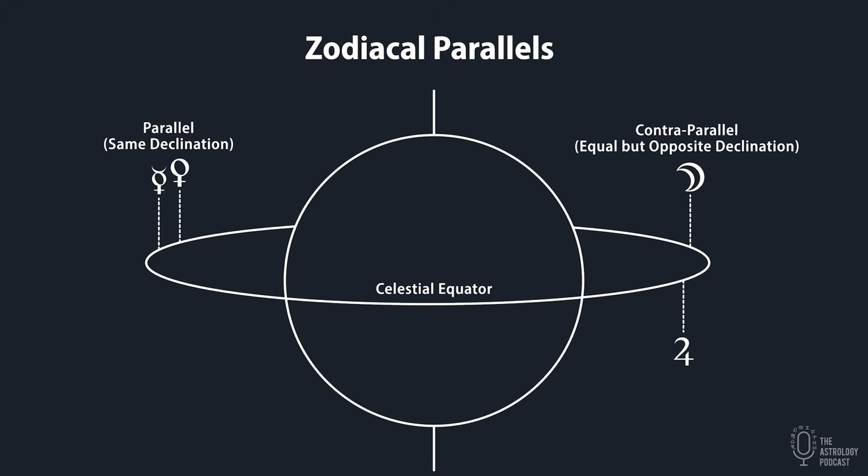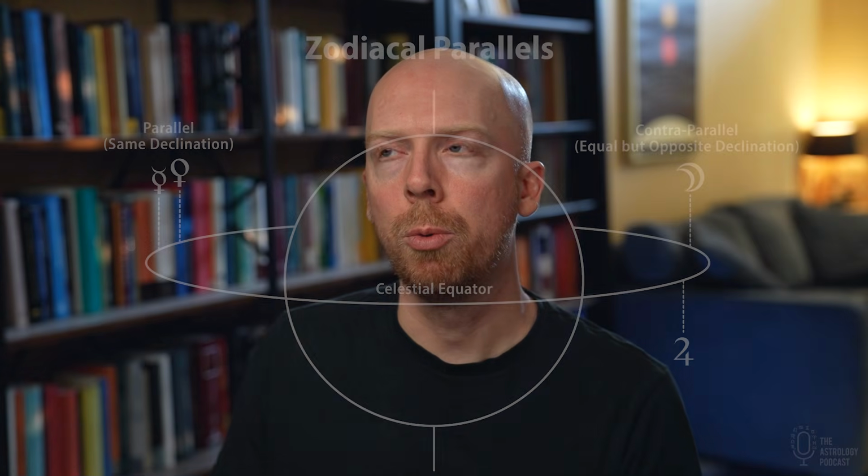Or there's also the concept of contraparallel, where let's say you have one planet that's a certain distance above the celestial equator, and then you have another planet that's the same distance below the celestial equator. They would be considered to be in parallel as a result of having equal but opposite declination. So these concepts of declination and parallels were floating around a little bit, but Placidus was particularly interested in them and particularly interested in the idea of mundane parallels.